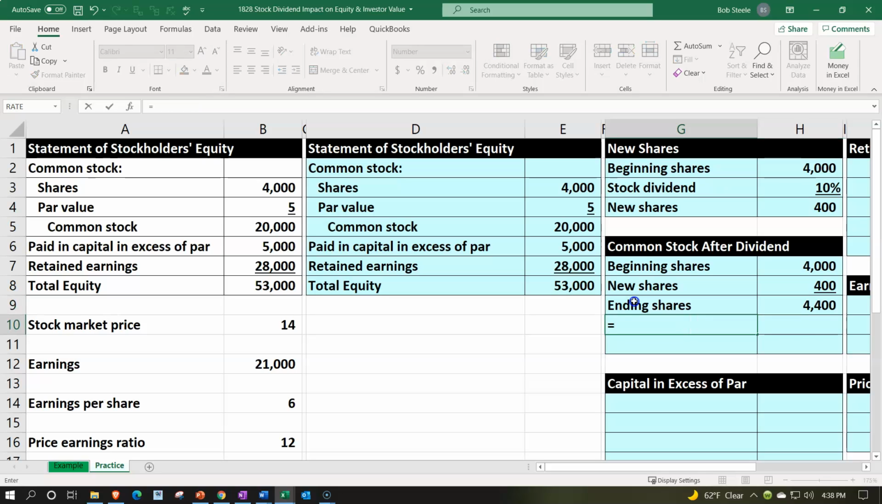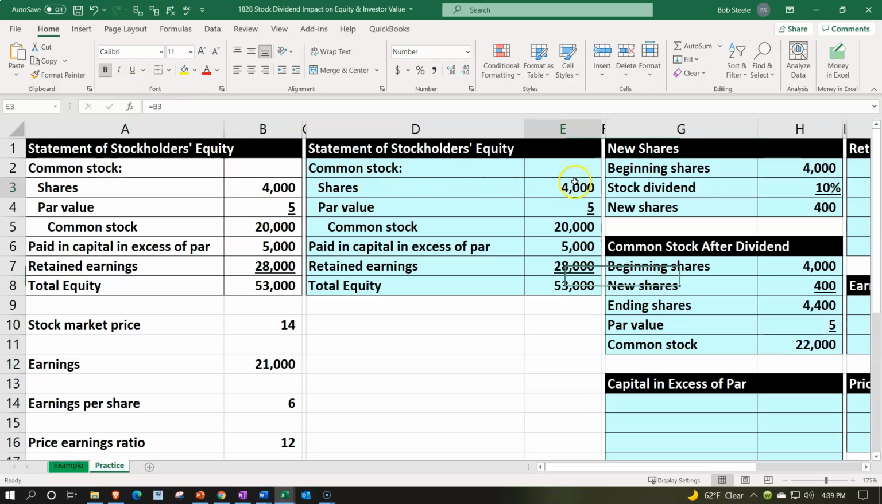Par value is going to remain the same. This is the difference between a stock dividend and a split of some kind, because we're not changing the par value in the dividend. So we're going to underline here and do it as we say it. Common stock, now ending value at the 4,400 times the 5. So once we get through all this, we're going to change that 4,000 here to 4,400. That'll change this automatically, times the 5, to the 22,000. We're not going to do it yet. You could if you want, but I'm not going to do it yet until we're done.